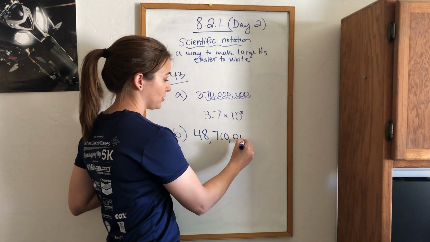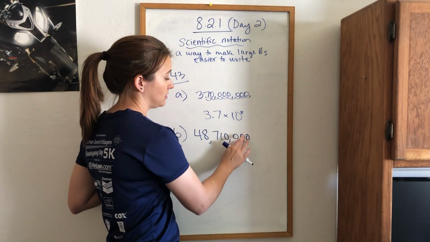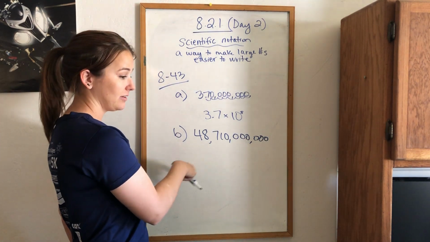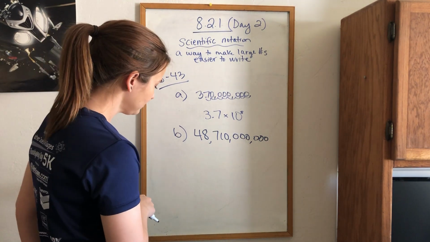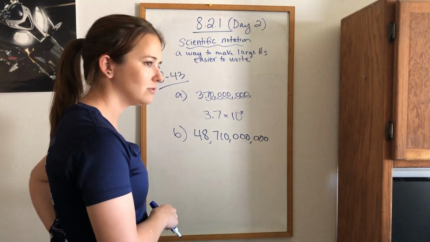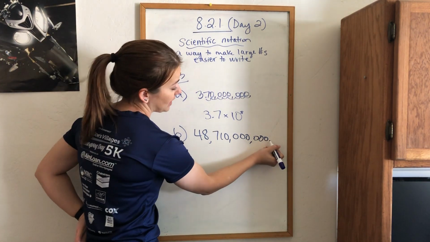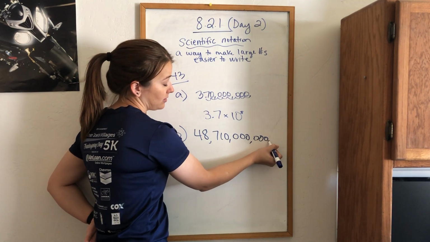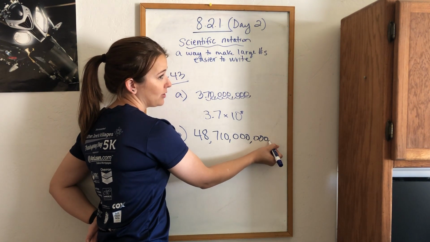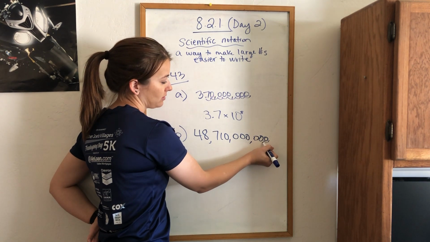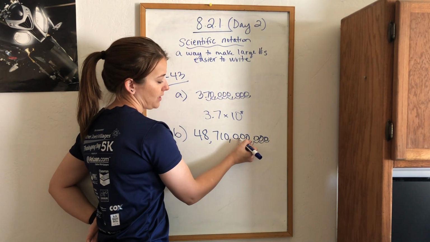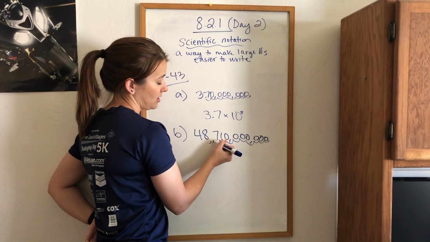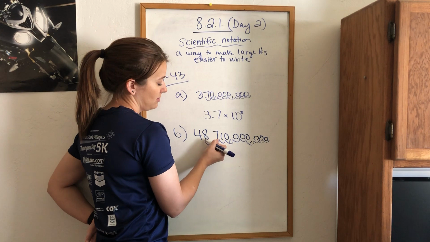48,710,000. Oh, oops, sorry, I read that wrong. That's billion. 48,710,000,000. Okay, we've got to write this in scientific notation. Same idea. The invisible decimal point comes alive. Now we're going to move to the left until we reach a number between 1 and 10. 1, 2, 3, 4, 5, 6, 7, 8, 9. Almost there. 10.